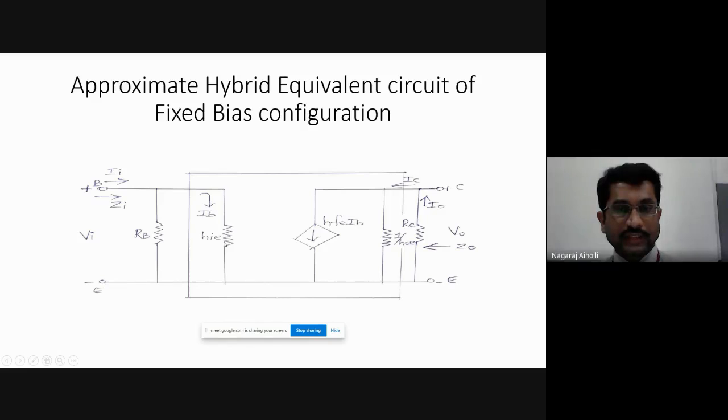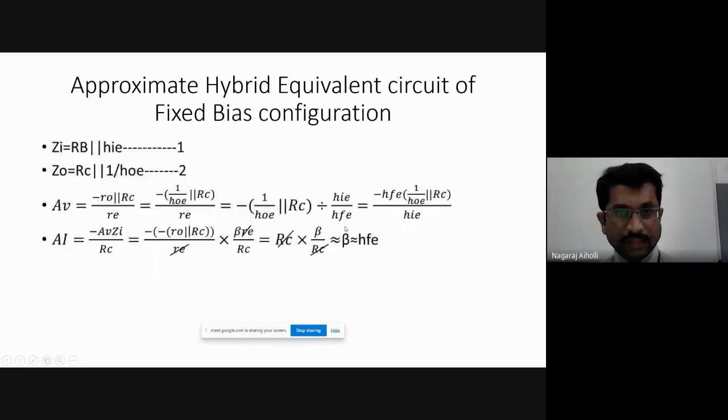So what will be RE then? HIE by HFE. Correct? RE will be HIE divided by HFE. So write it, HIE divided by HFE, that is RE. So that will be minus HFE into 1 upon HOE parallel capital RC, that divided by HIE. This is the formula for voltage gain in terms of hybrid parameters.